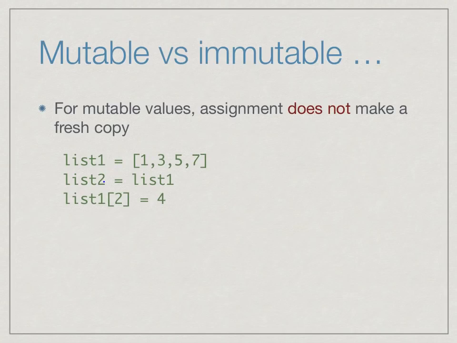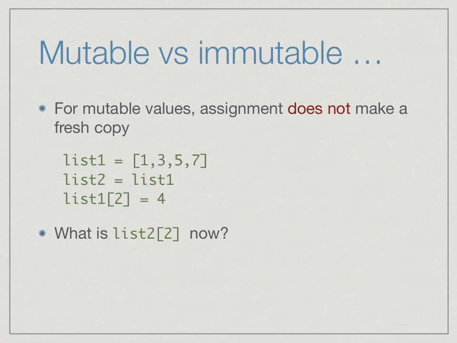Then we say that list2 is the same as list1. So if we had this copy notation, now we would have two copies of the list. Suppose we now use the mutability of list 1 to change the value at position 2, namely this value, to 4. The question is, what has happened to list 2?